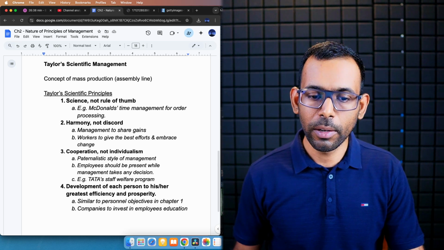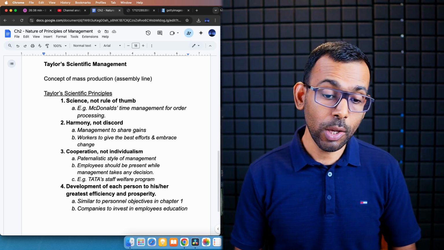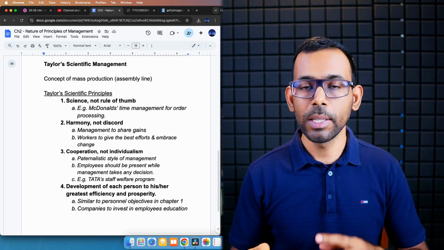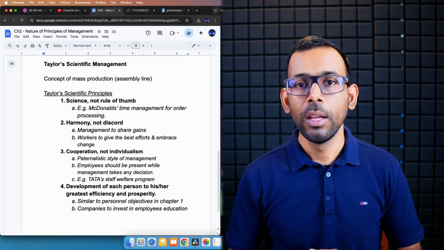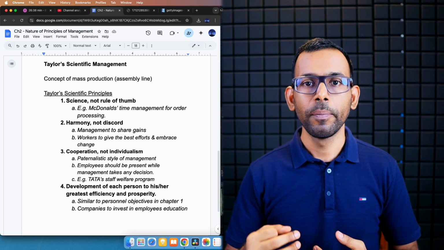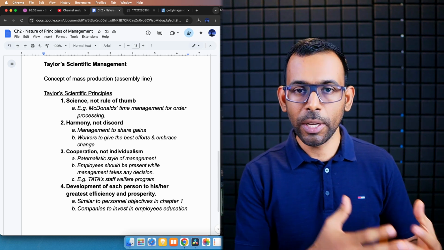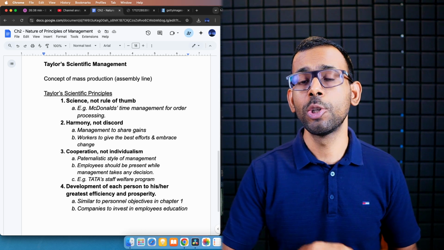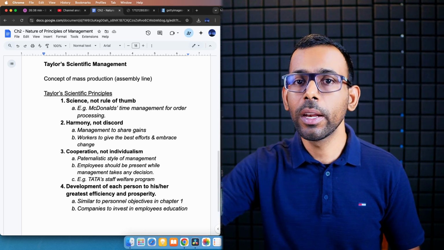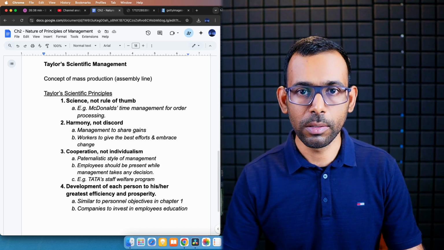The last point in Taylor's scientific principles is development of each person to his or her greatest efficiency and prosperity. The connecting point to this concept is what we saw in the first chapter on objectives of management, where the third objective was personal objectives, right? Management should not just focus on the company's profit or growth. Management should also focus on whether employees are growing in their career or not. Are they learning? Are they building their skills?